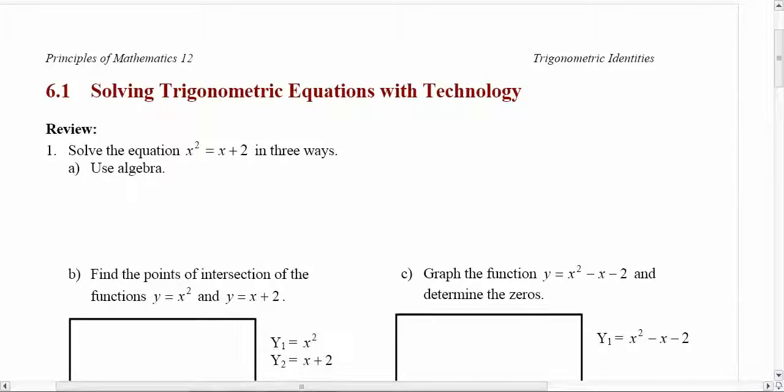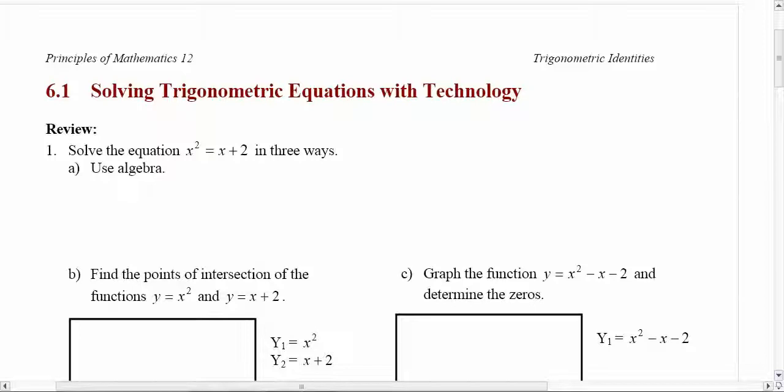Solving trig equations with technology. We've kind of covered this topic already in different ways, so we'll start with a basic review of solving some algebraic expressions with technology. So the first one is a question from grade 10, quadratic. So you've got x squared equals x plus 2.